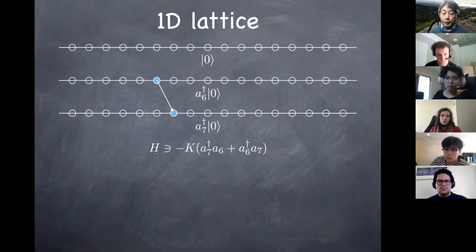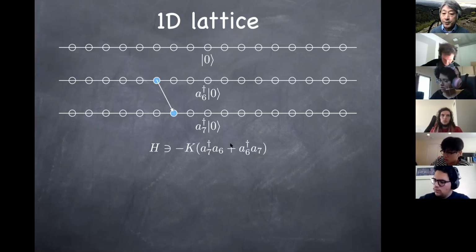So what you want to do is to add a term to the Hamiltonian that looks something like this. So here, this term is what I just described. You annihilate a particle at site 6. So this state has a particle at site 6, this gets removed. Then you create a particle at site 7. So this particle now appears at site 7. So the end result is that the particle moved from site 6 to site 7.